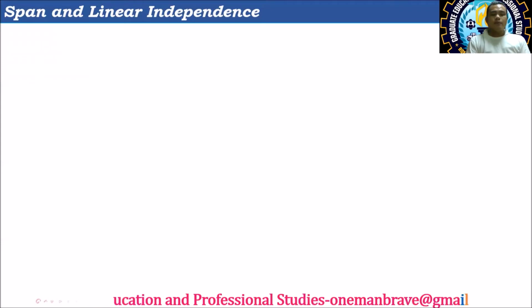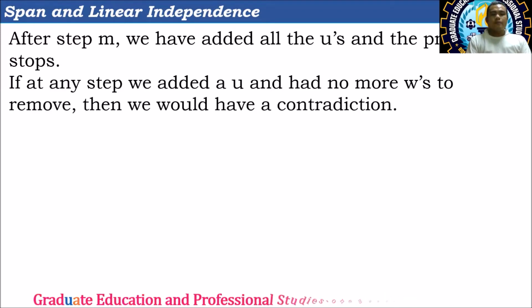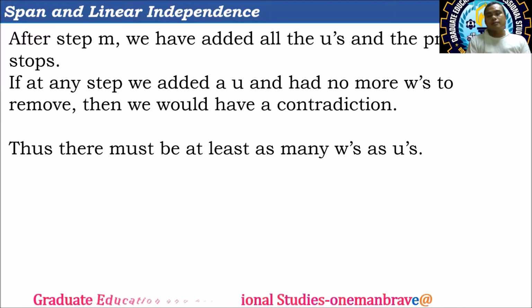At step m, we added all the u's and the process stops. So pag in-add na po natin yon, doon na po ang last procedure natin. If at any step we added u and no more w's to remove, then we would have a contradiction. This must be at least as many w's as u's. So dapat kung gaano karami yung w's, ganun din kadami yung u's mo para mapalitan po lahat ng w's.